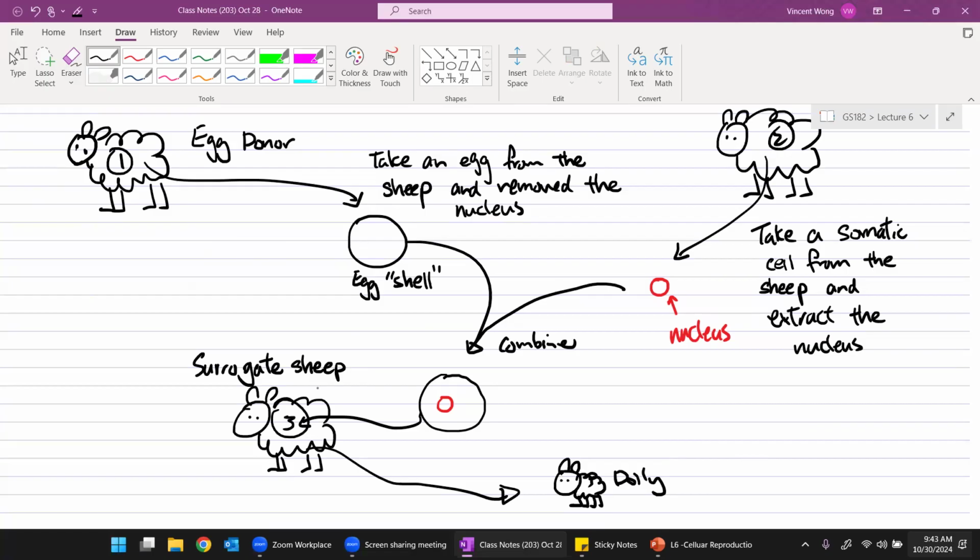Yeah, most of you say it's a clone of number 2. That's correct, because number 2 is the sheep that provided the genetic material. The egg shell has no genetic material in it. The surrogate is just a vessel to carry the baby to term. So it's genetically identical to number 2.